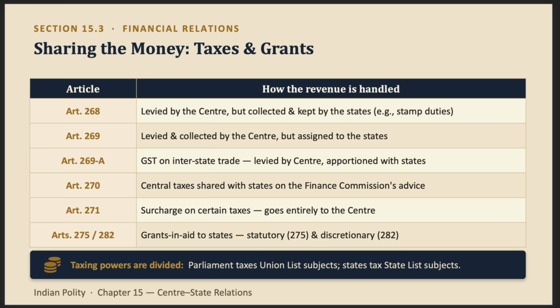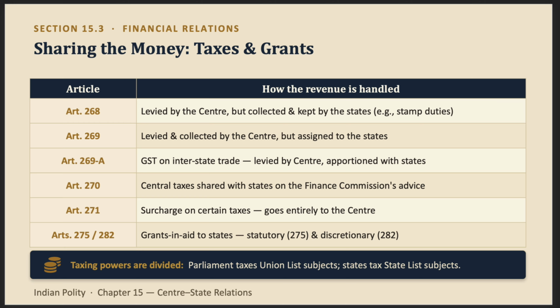The center keeps a portion, and the rest is devolved to the states. And I imagine the center keeps some specific taxes entirely for itself, right? They wouldn't share everything. Yes, under Article 271, Parliament can impose surcharges on taxes, and 100% of the revenue from those surcharges goes straight into the center's coffers.